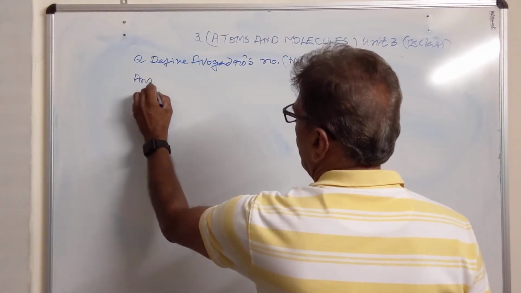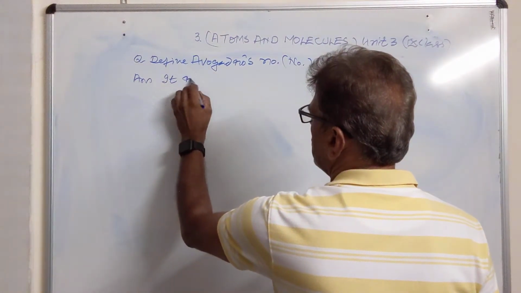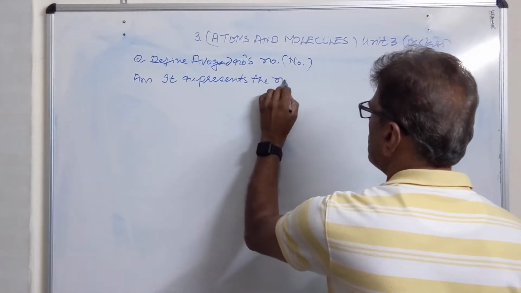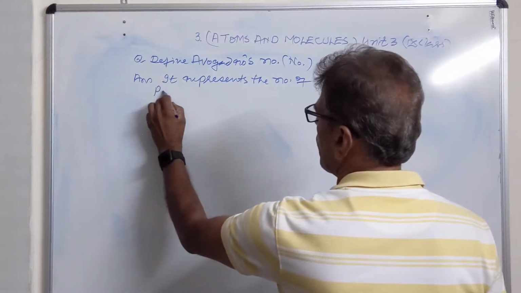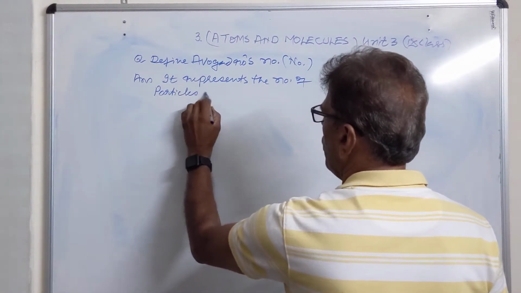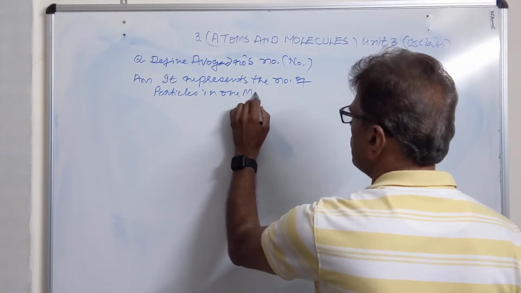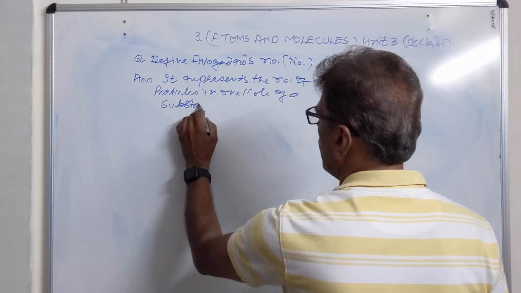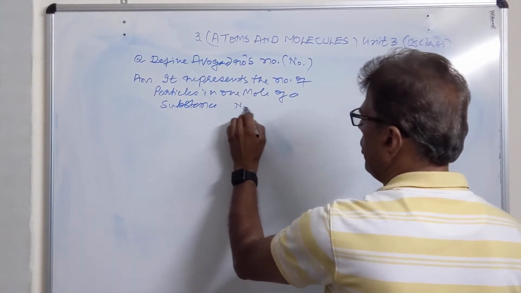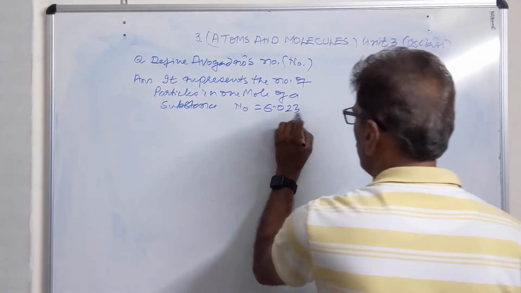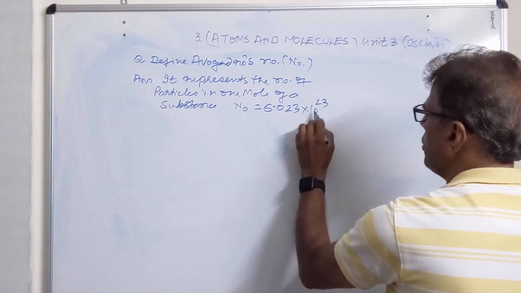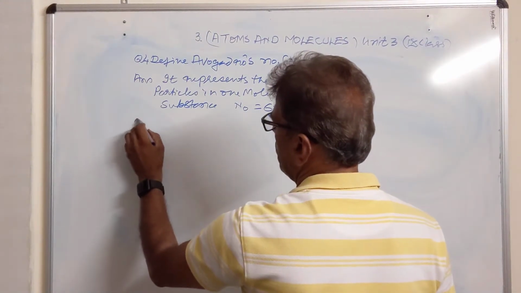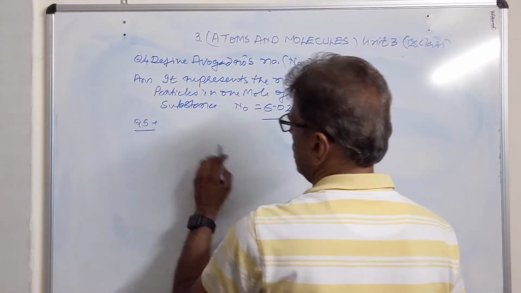So the answer is, it represents the number of particles in 1 mole of a substance. It is represented by N naught. It has value 6.023 into 10 raised to power 23. So this is Avogadro number. This was our question number 4 from the previous lecture. Then we are doing question number 5.